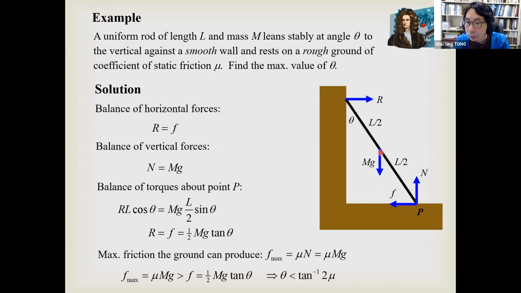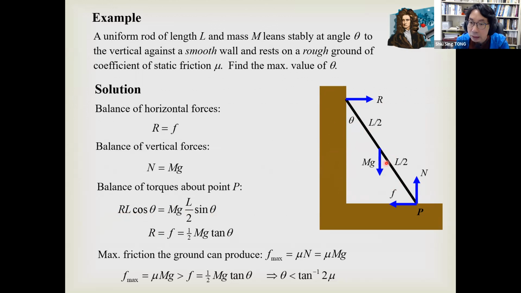Now you can see the moment that is produced about P is due to the weight and the normal reaction R. For R, the perpendicular distance from the point P is L cosine theta. So we have R L cosine theta, right? The height here is the moment arm, so the height is L cosine theta. So it's R L cosine theta.